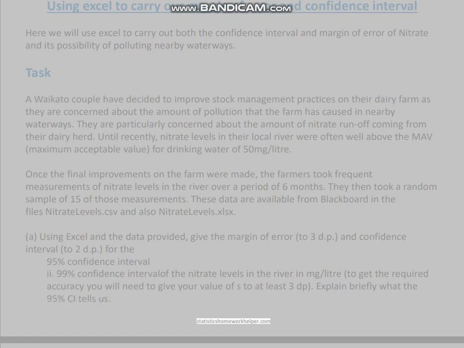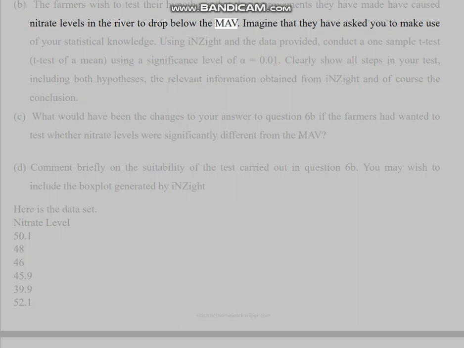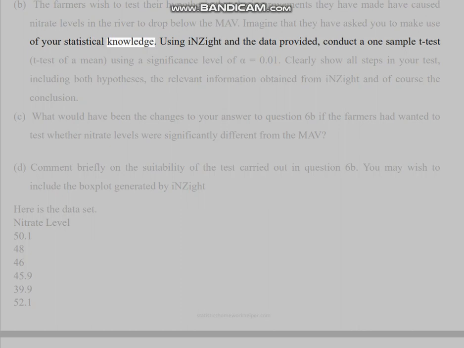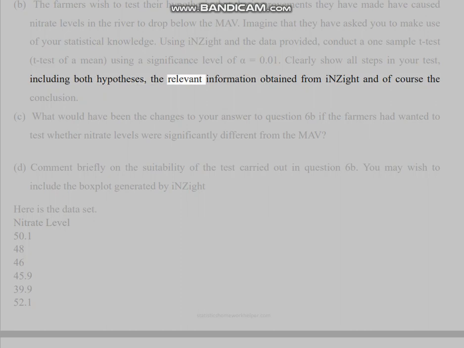B. The farmers wish to test their hypothesis that the improvements they have made have caused nitrate levels in the river to drop below the MAV. Imagine that they have asked you to make use of your statistical knowledge. Using Einsight and the data provided, conduct a one-sample t-test of a mean, using a significance level of alpha equals 0.01. Clearly show all steps in your test, including both hypotheses, the relevant information obtained from Einsight and of course the conclusion.